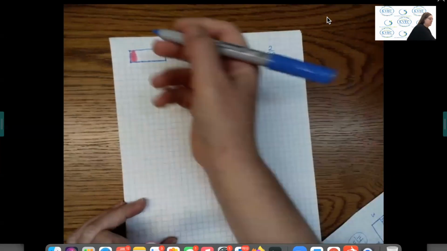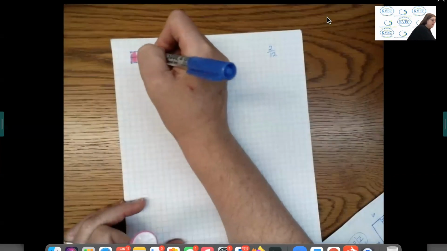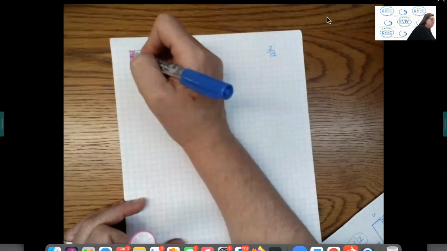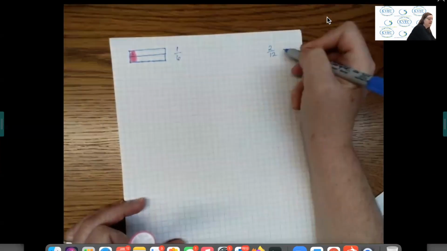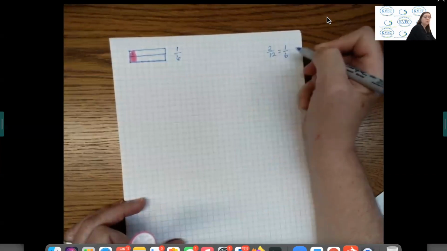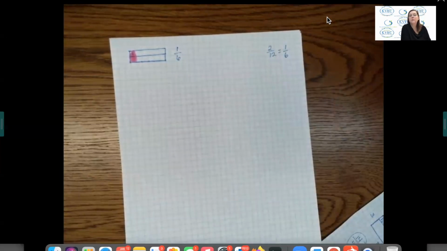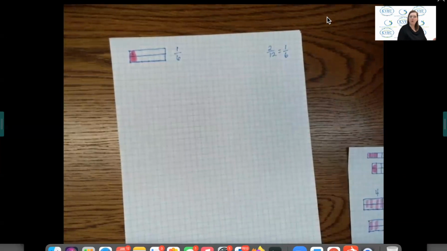So now we have 2/12, and I want them to divide this. So we know that this is 1/6. And so 2/12 simplified is 1/6. They can see that. Well, let's do a little bit more difficult one.